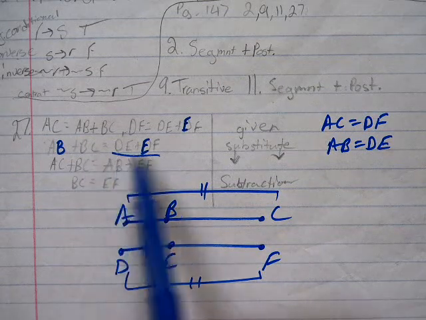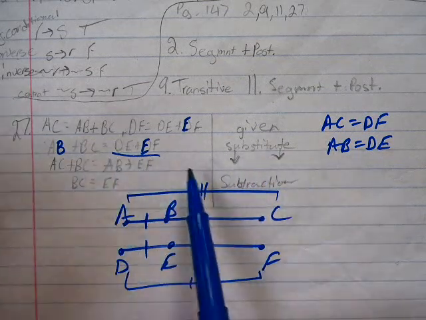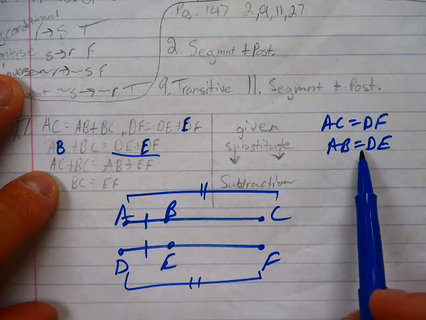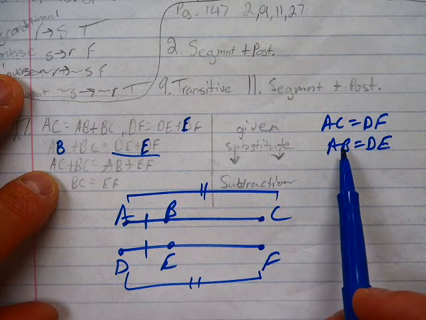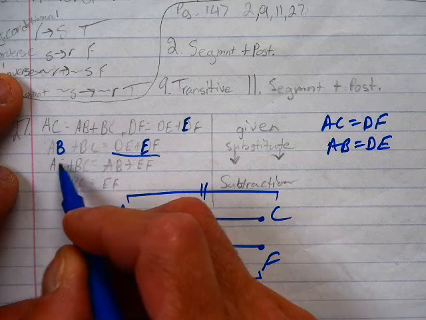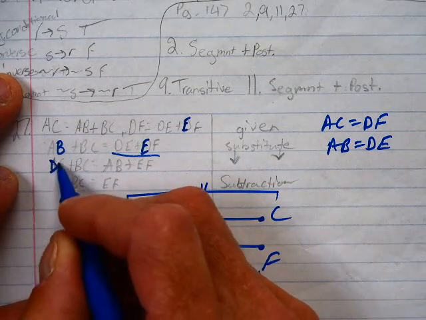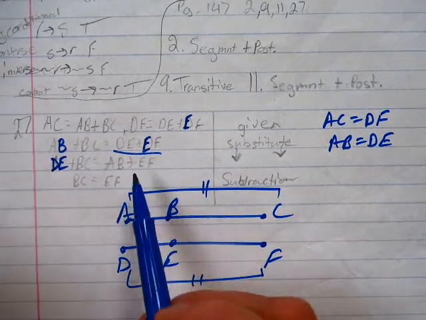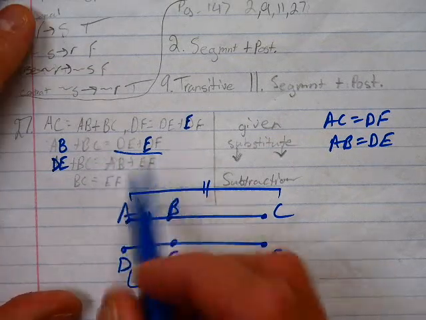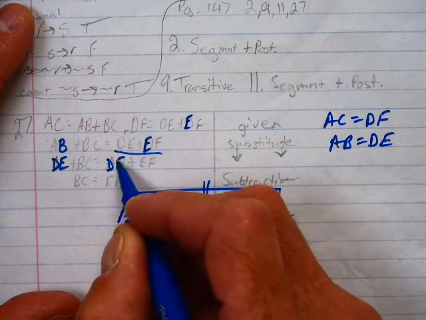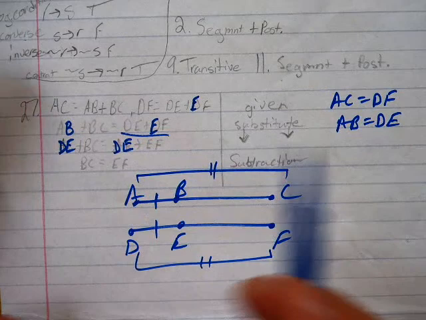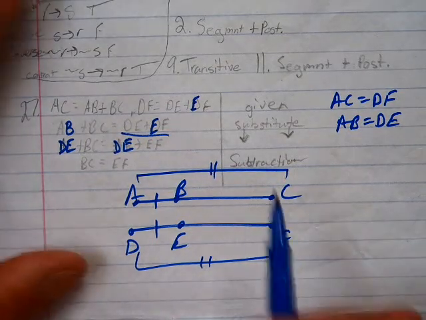And we need another substitution. I'm just going to go ahead and fix this. I'm going to replace AB with DE. No. And this should stay DE. Okay. So he did it. He just did it a little bit differently than I did. So you're not too far off, really.